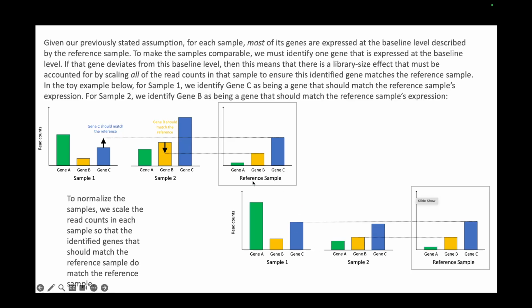So at first sight, it looked like gene C in sample 1 might have less expression than gene C in sample 2. But this is just read counts, right? This is not normalized at all. If you normalize according to a reference sample, you see it's actually the opposite. In sample 1, gene C is more highly expressed than gene C in sample 2, right? So this is basically comparing two different samples using a third reference sample.